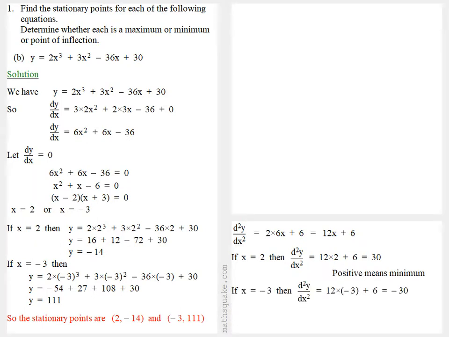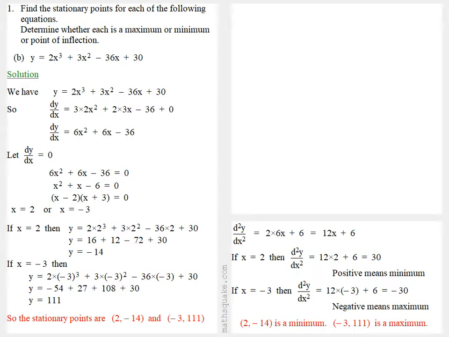Now, if x is equal to minus 3, then d2y by dx squared is equal to 12 times minus 3 plus 6, which is equal to minus 36 plus 6, or minus 30. And negative means we've got a maximum. So we have a minimum at 2, minus 14, and a maximum at minus 3, 111.